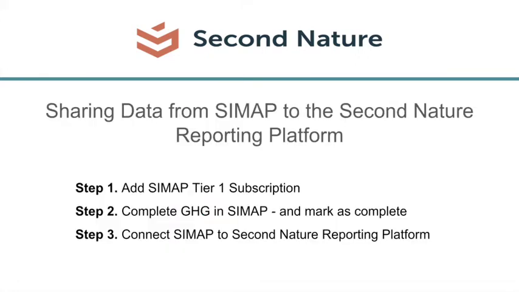So there are 3 steps that need to be taken in order to be ready to make the connection between the platforms. The first step is you must be a paid subscriber to the Tier 1 subscription of SIMAP. The second step is you need to complete your greenhouse gas inventory or inventories in SIMAP, and you have to mark those years that are complete in SIMAP. And then the third step is what we're going to walk through now, which is how you connect that API key to share the data across the platforms.